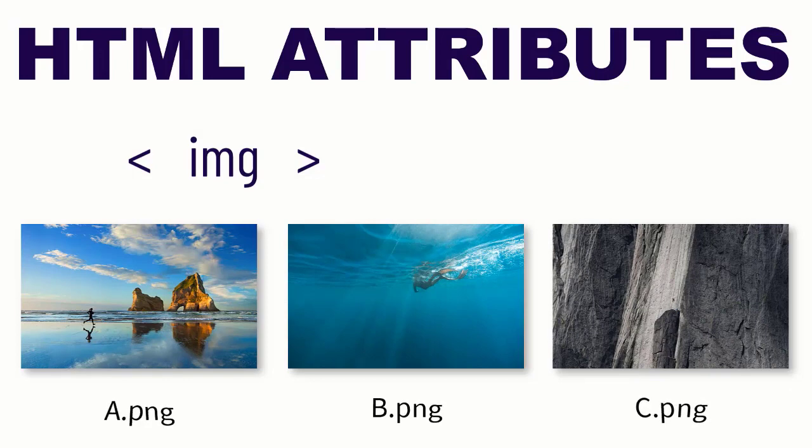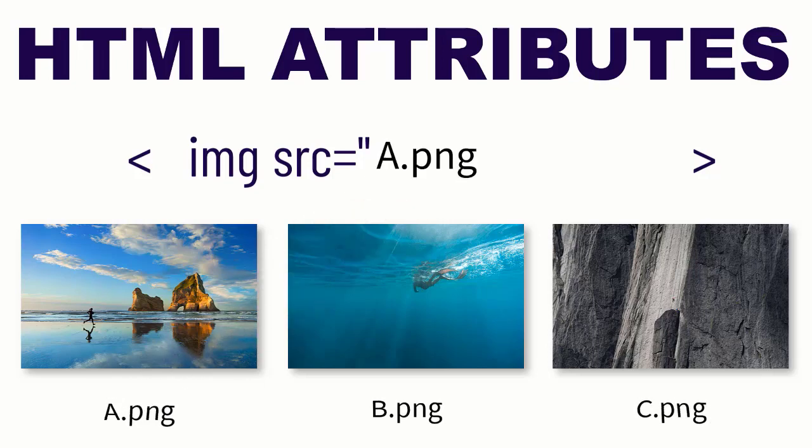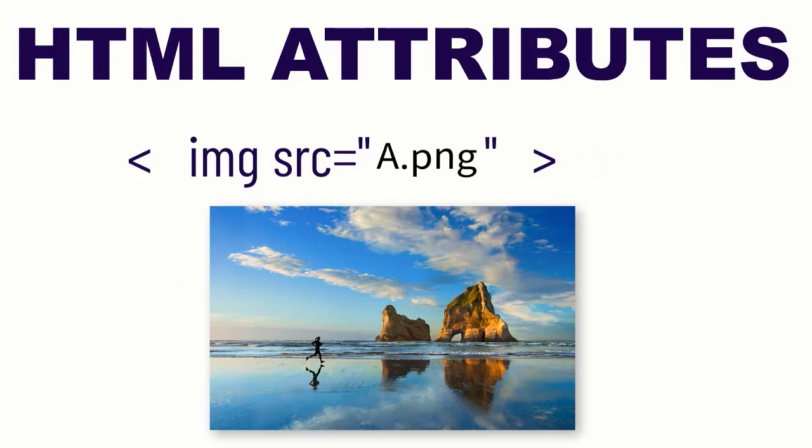So here we will start our attribute in our starting tag and we will say src equals double quotes, and then the source of our image, the path of our image, and then we will close it. So you must remember that attributes always come in the starting tag. They do not come in the closing tag.